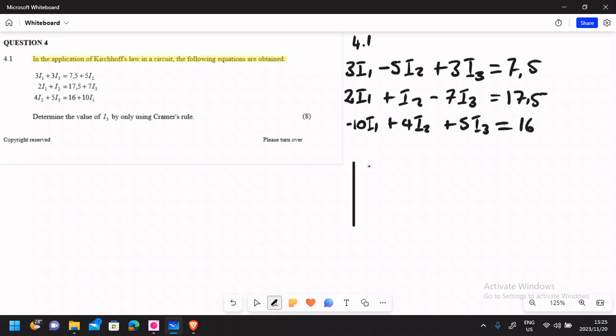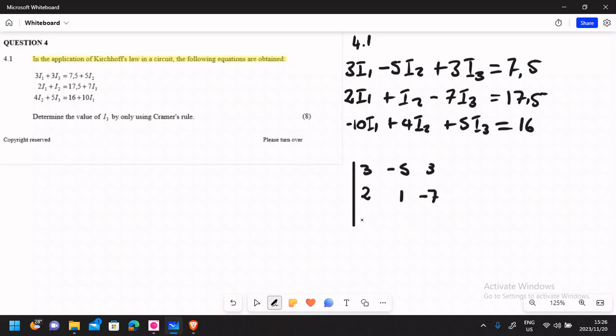So the coefficient of I1 for the first equation is going to be 3. And then the coefficient of I2 is going to be negative 5. And the coefficient for I3 is going to be positive 3. I hope you guys can see that. And now let's go to equation number 2. The coefficient for I1 is going to be 2. The coefficient for I2 for the second equation is going to be 1. The coefficient of I3 is going to be negative 7 for equation number 2.